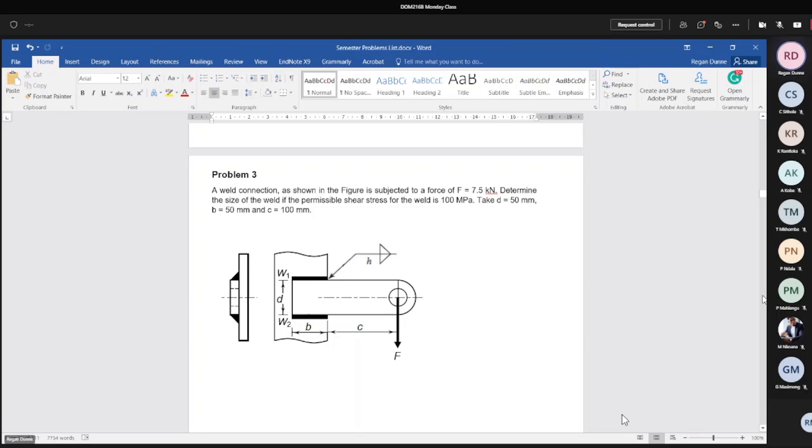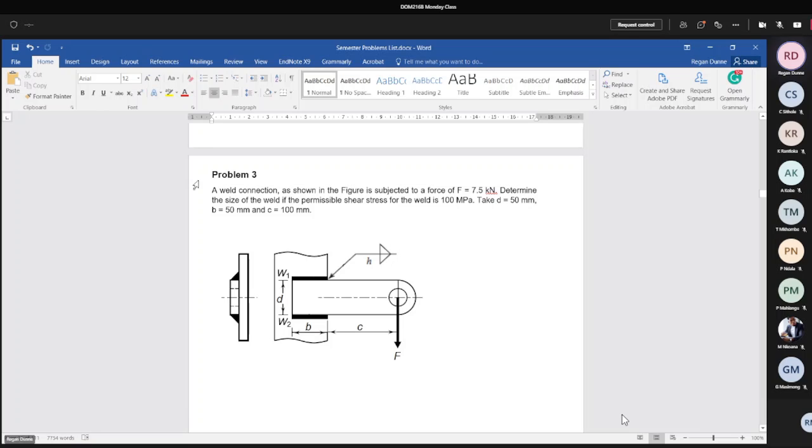Not that it's difficult, but here we have a problem in torsion. It says here, a weld connection, as shown in the figure, is subject to a force F equals 7.5 kilonewton. Determine the size of the weld if the permissible shear stress for the weld is 100 MPa.